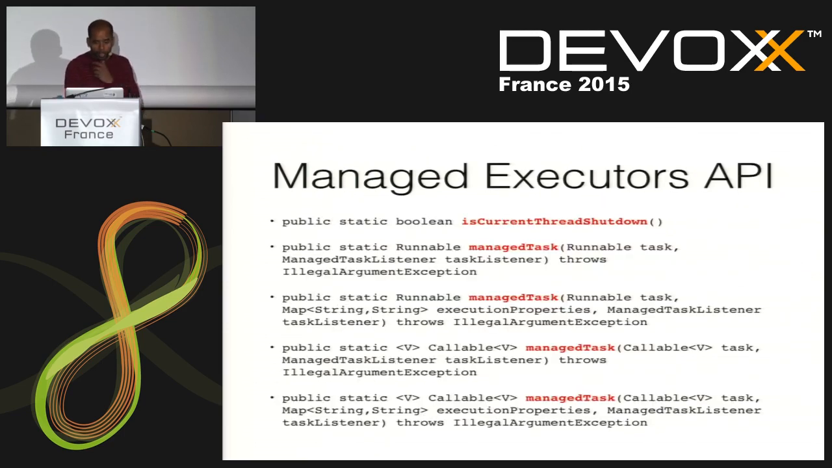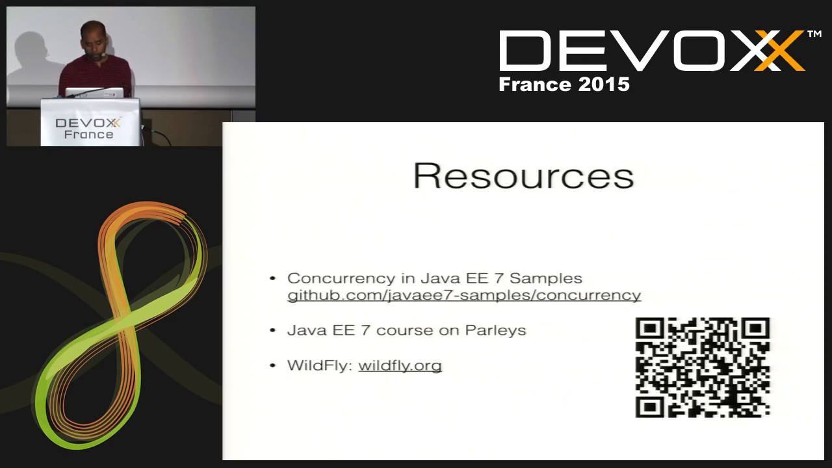Let's skip this. Here is my managed executors API. I can create basically four different ways of managed task here, and they correspond to runnable and callable, and then they pass properties or don't pass properties. And this is a simple method that asks whether the current thread is shut down.